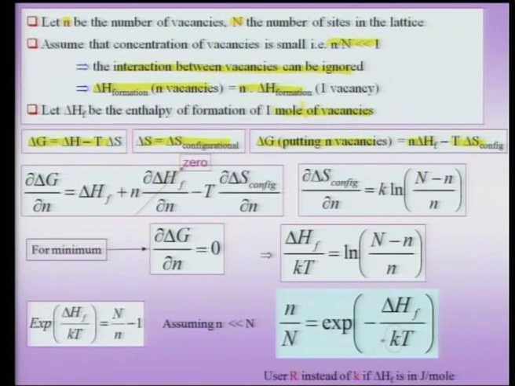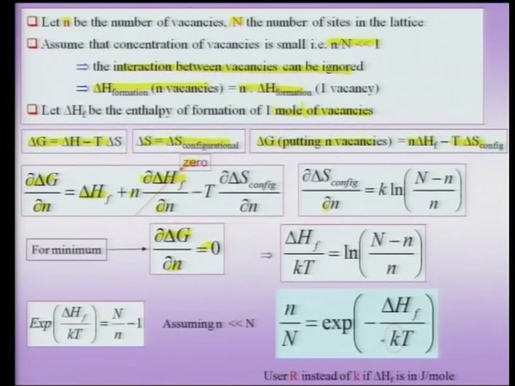Now, to find the minimum for the system, that is my equilibrium concentration of vacancies, I differentiate this function. Dou delta G by dou n is delta HF minus n dou delta HF by dou n. Since I do not consider dependence of delta HF with respect to n, that means I assume that the enthalpy to put the first vacancy is the same as the 100th vacancy, this term goes to 0 and becomes minus T dou delta S configuration by dou n. Dou delta S configuration by dou n is k ln of (N minus n) by n, and this is coming from our Boltzmann equation S equal to k ln omega.